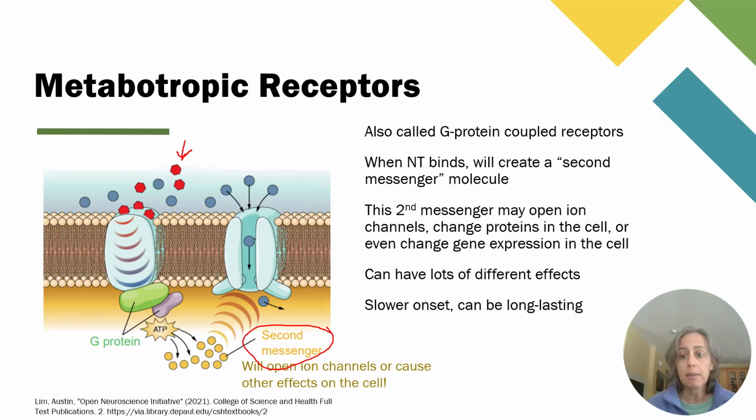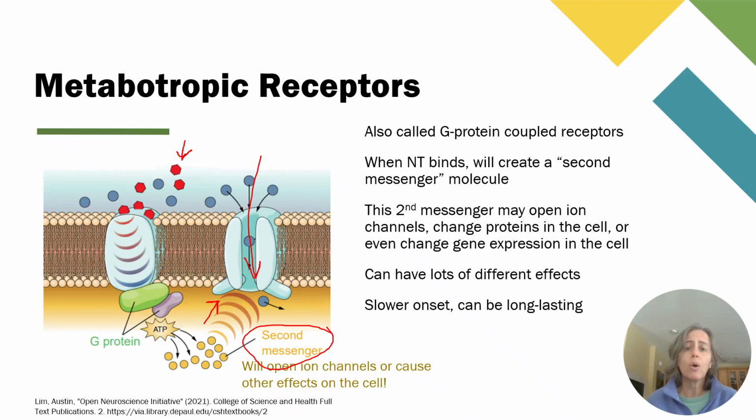What this diagram from the Limb textbook is showing us is that that second messenger is causing a separate transmembrane protein, an ion channel, to open, and then we've got some ions moving into the cell. That might be an action that happens as a result of a metabotropic receptor, but they have lots of other possibilities. That second messenger might go open an ion channel, but it also might go into the cell and change how proteins are being made and structured and behaving.